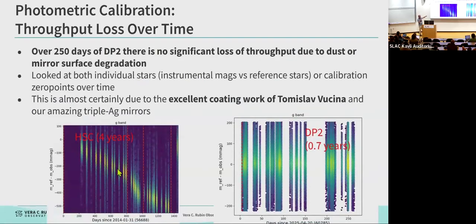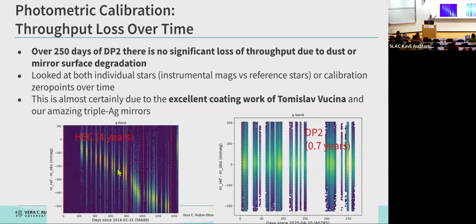The last thing I wanted to show is the throughput loss over time. Over 250 days of DP2, there's actually no significant loss. On the left, I have HSC, and this is just looking at the whole pool of reference stars minus instrumental magnitude, so 2.5 times log base 10 of counts, and it fades over time. On the right, this is only 0.7 years in DP2, but there's no significant loss in the G band, even though from HSC we would have expected that.